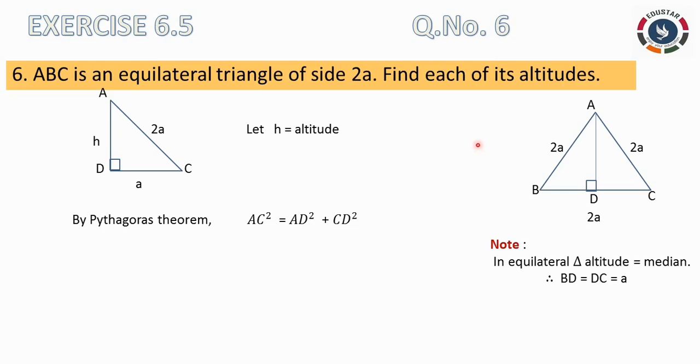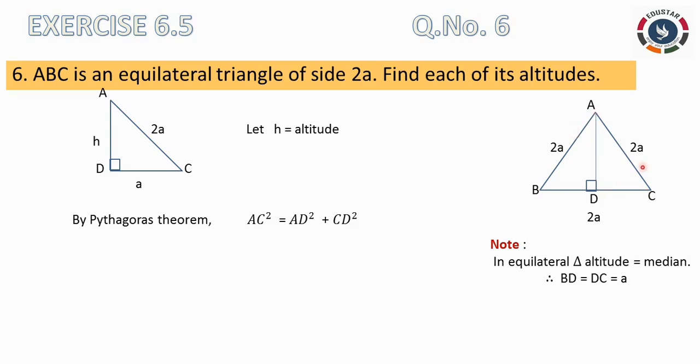Question number 6 from exercise 6.5. ABC is an equilateral triangle of side 2A. Find each of its altitudes. I have just drawn the diagram: ABC, an equilateral triangle of side 2A. All three sides are 2A. Another special property of an equilateral triangle is that the altitude and median are equal. So here we are going to take triangle ADC to find the altitude.